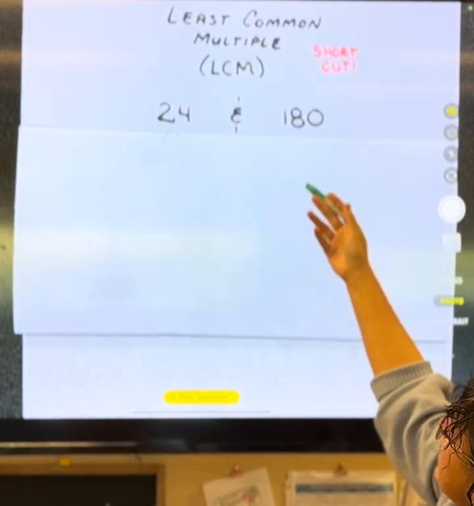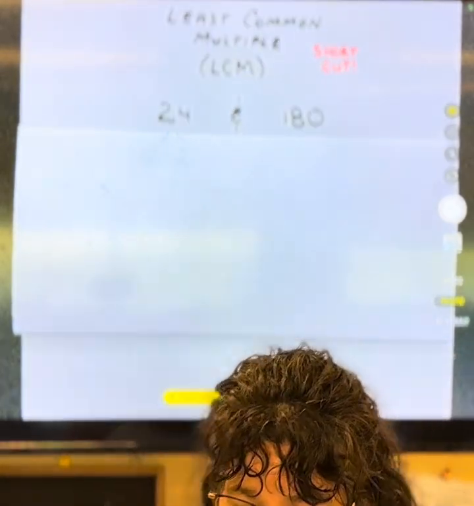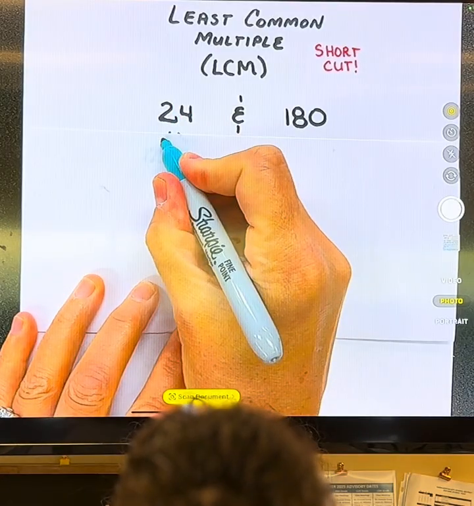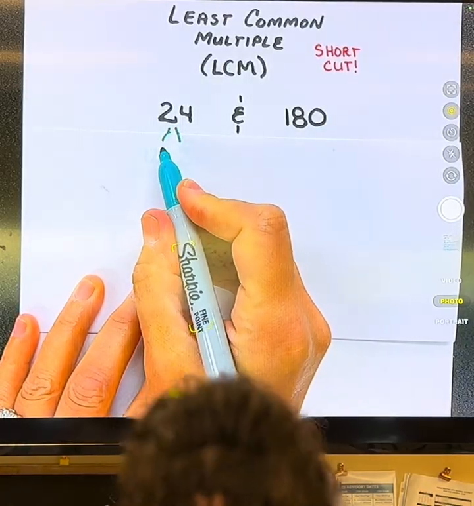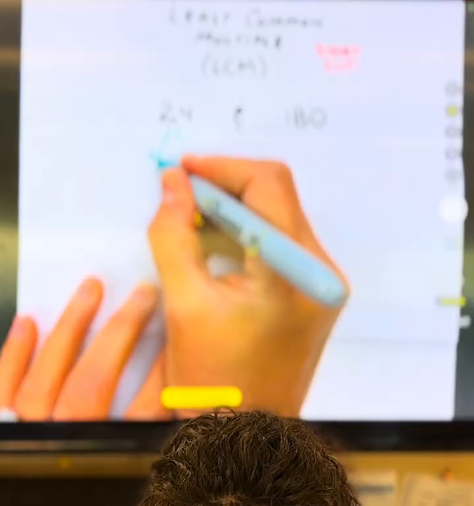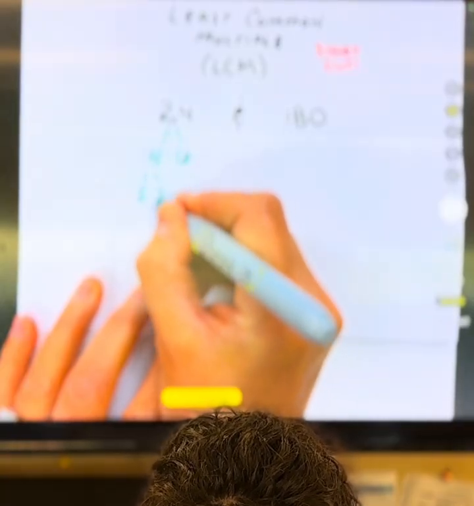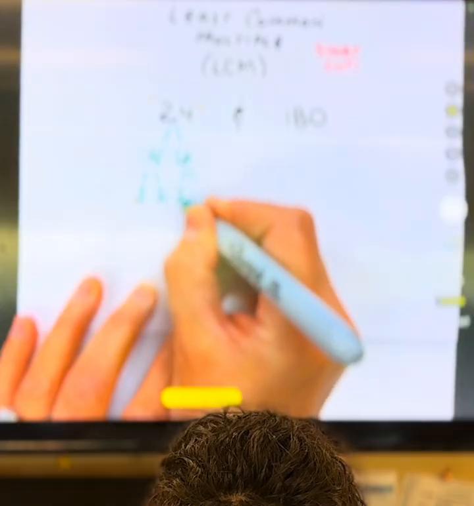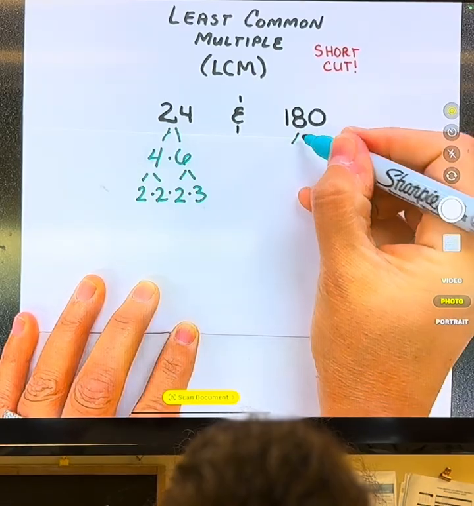To use the shortcut to find the least common multiple of 24 and 180, you want to begin by making yourself a factor tree. Thinking of two numbers that multiply together to get 24, we might use 4 times 6. And then for 4, let's say 2 times 2, and 6, 2 times 3. We have prime numbers, so on to 180.